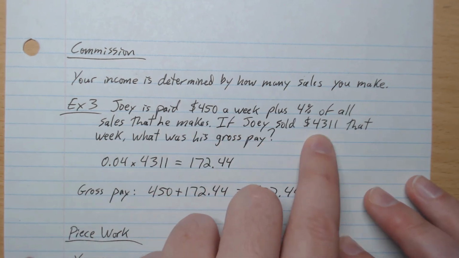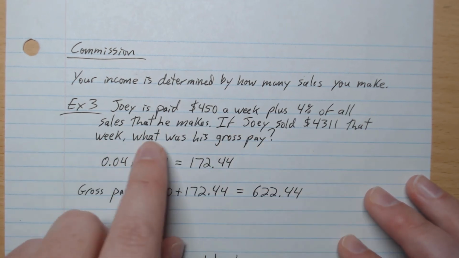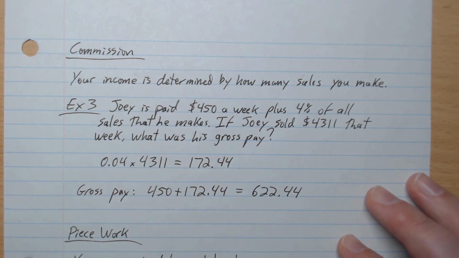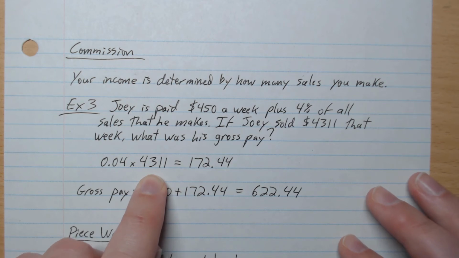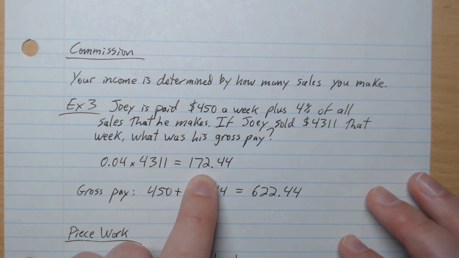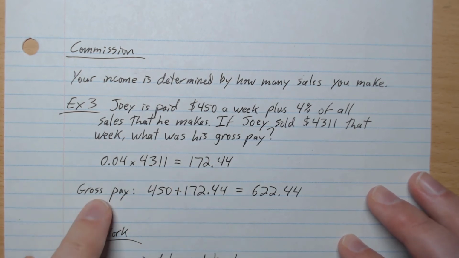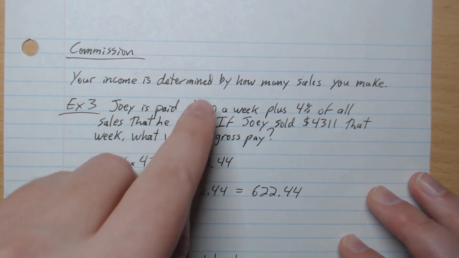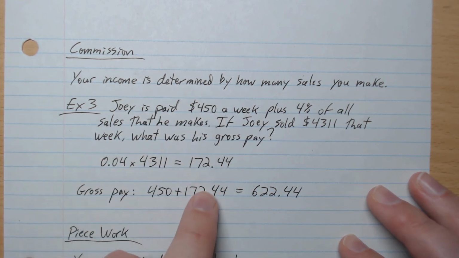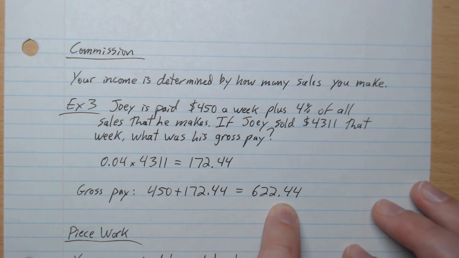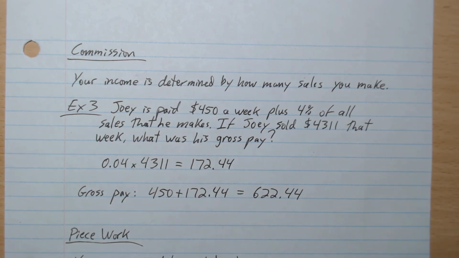So if Joey sold $4,311 that week, what was his gross pay? So it's 4% of sales, so 4% times 4,311 gives 172.44. And so his gross pay is 450 plus 172.44, which gives 622.44.